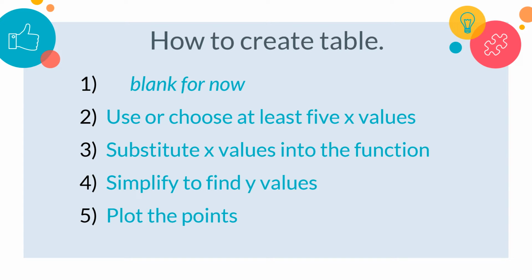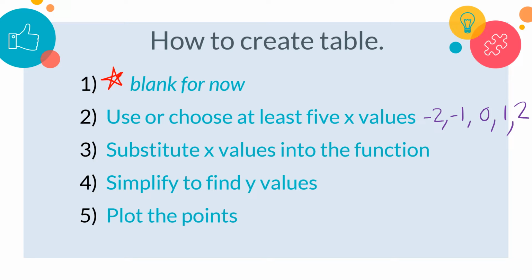The first thing we have in our foldable is some rules, how to create a table to graph a line. In step 1, I'd like you to just leave that blank for now. We're going to come back to that in a future lesson. Step 2, you're going to use or choose at least 5 x values. Now, typically I'm going to give you the x values, and typically we're going to choose the 5 values that are in the middle of our number line.